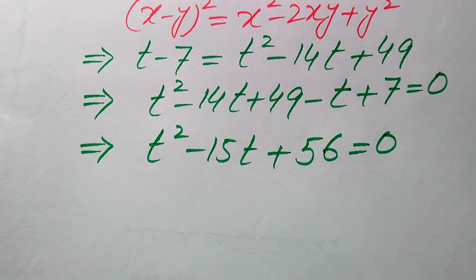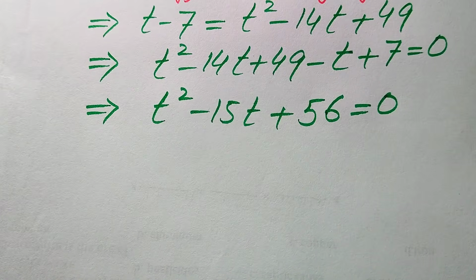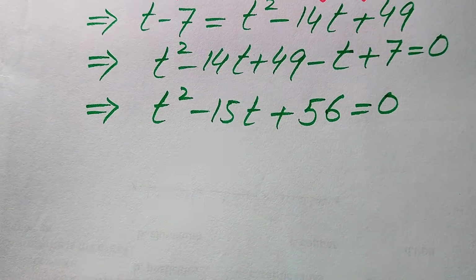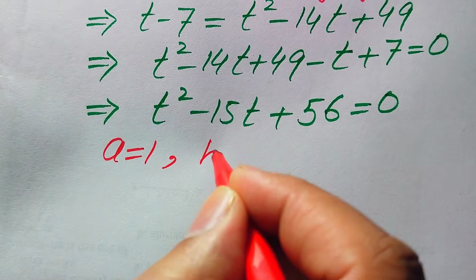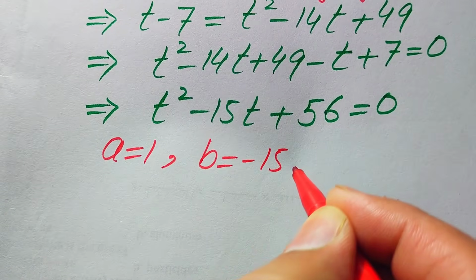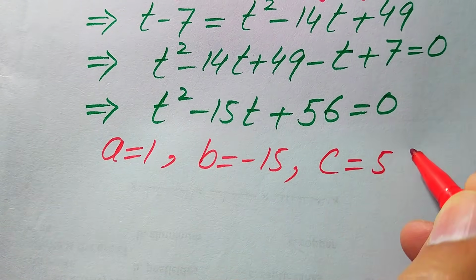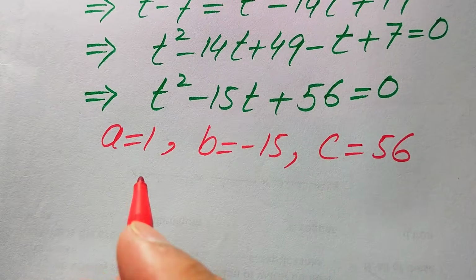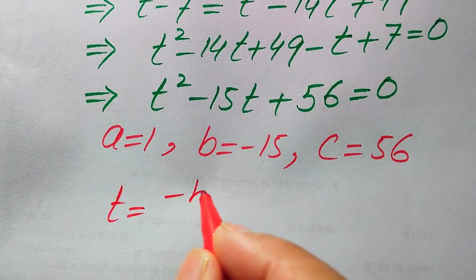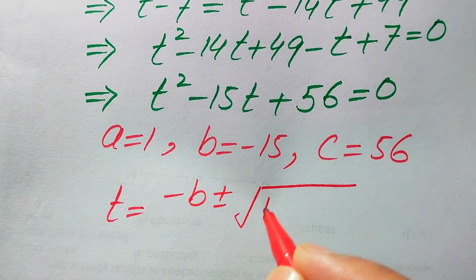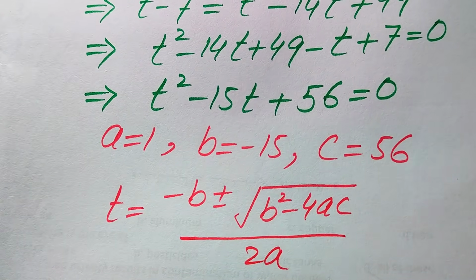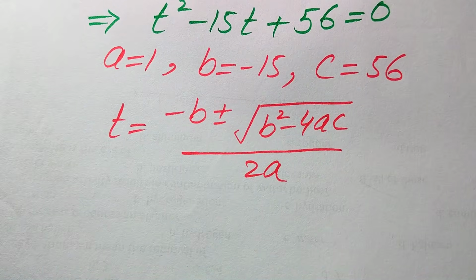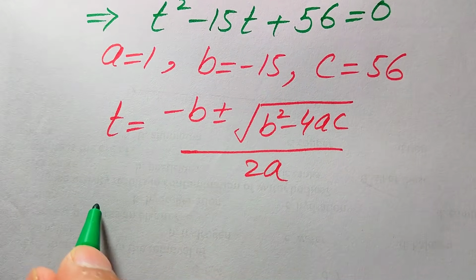After a little simplification, we convert our given radical equation into the quadratic form, and here we use the nice quadratic formula to solve this quadratic equation. For this, first we need to write the coefficients of this equation: a equals 1, b equals minus 15, and c equals 56. We state the quadratic formula as t equals minus b plus minus square root of b square minus 4 times ac, divided by 2 times a. This is our nice quadratic formula.